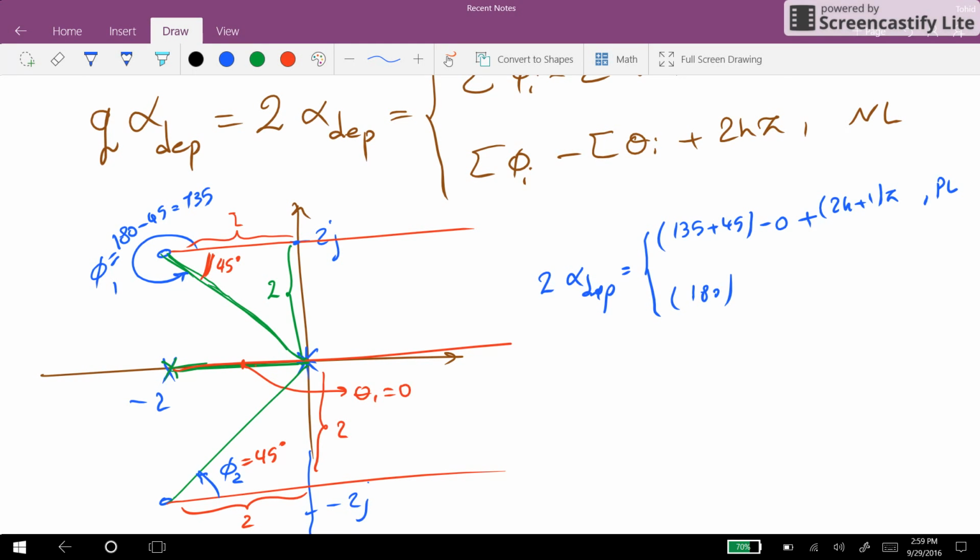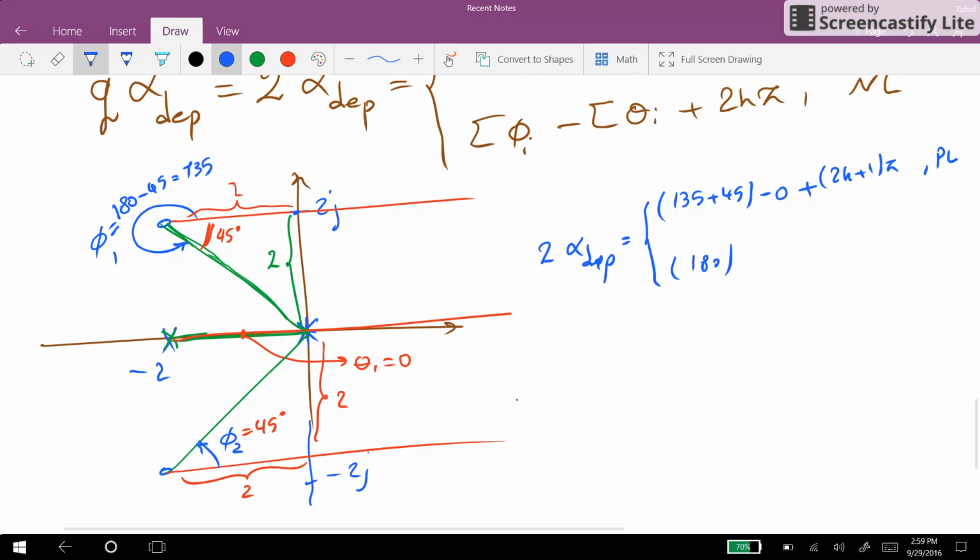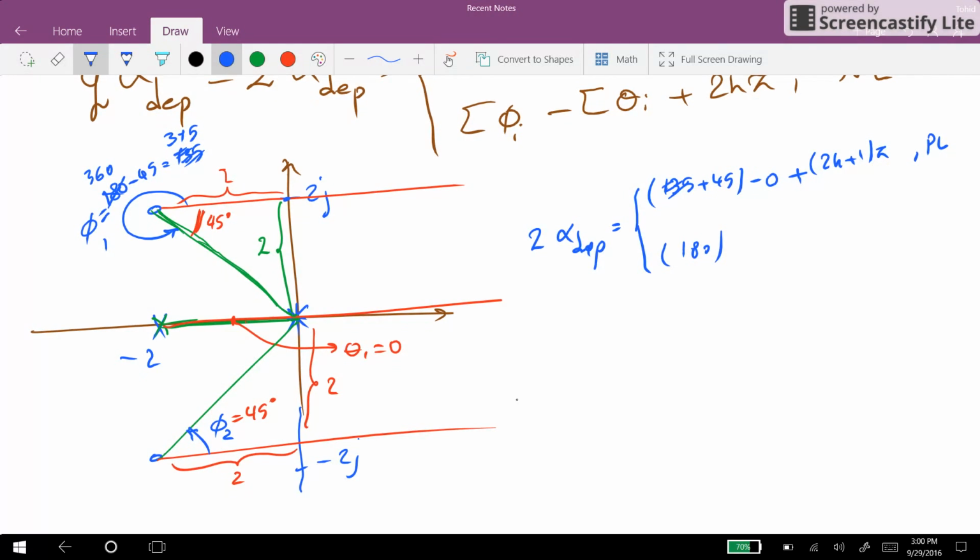Okay, I think I just made a mistake here. Instead of 180, we have 360 minus 45, which will provide us 315. As a result, we have 315 plus 45, which is 360, minus 0 plus 2h pi for the negative locus.